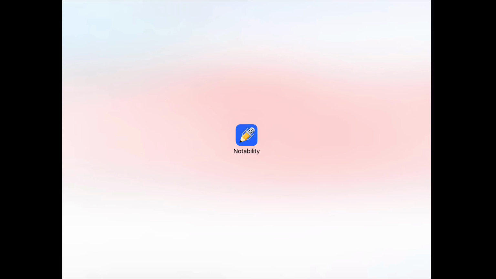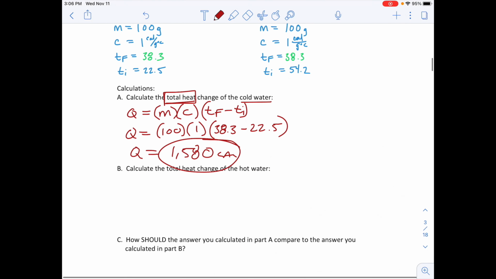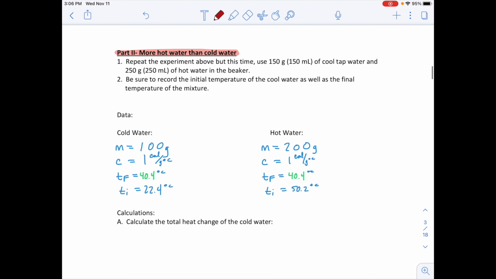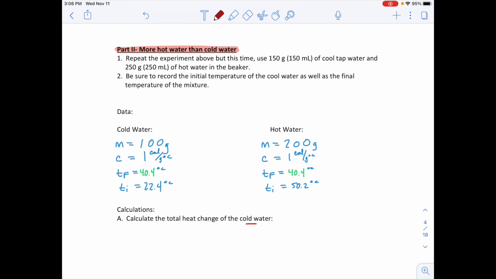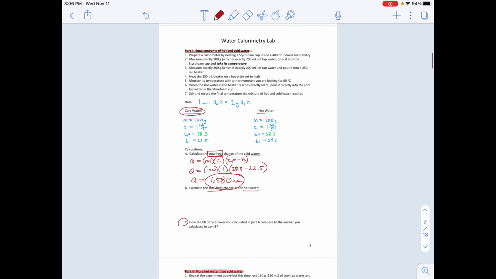Now that you have that, you can walk through, same deal, calculate for hot water and then compare. Move down, calculate for cold water, hot water, repeat. So that's all you're doing.